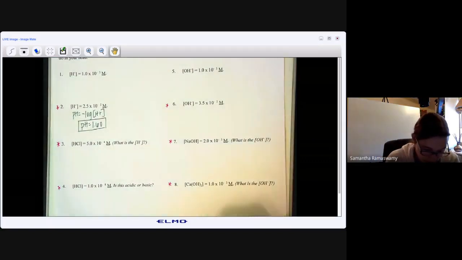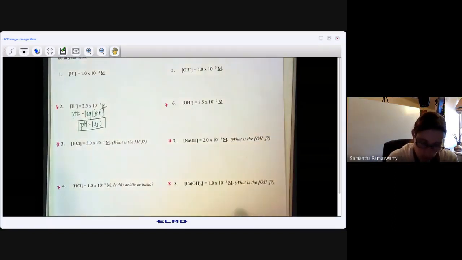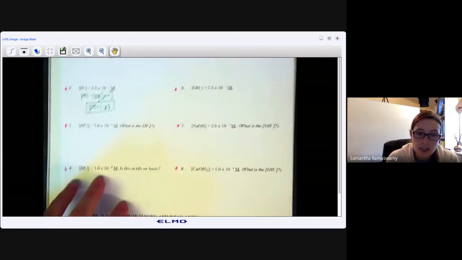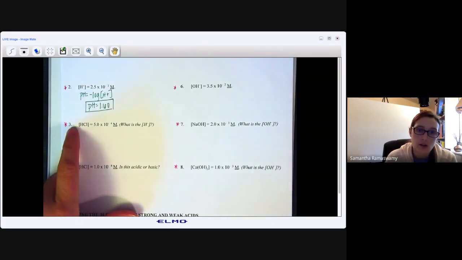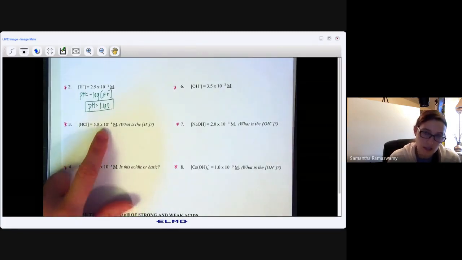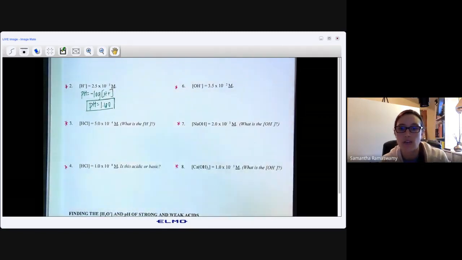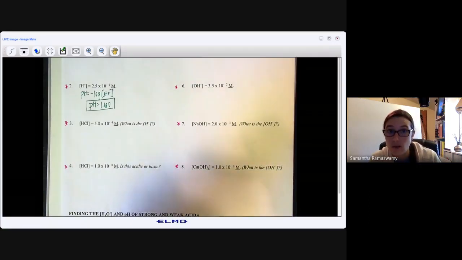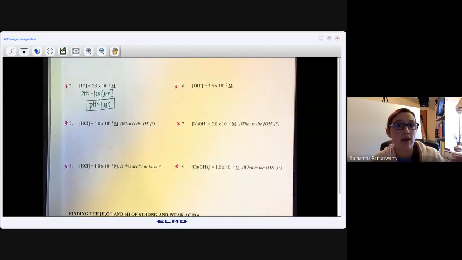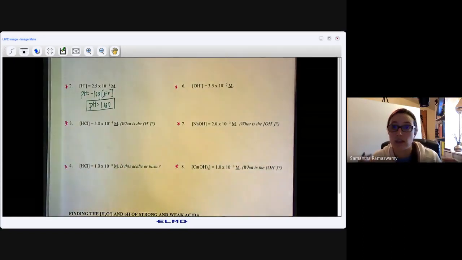Now, if we look at number 3, number 3 says the concentration of HCl is 5 times 10 to the negative 4th. Whenever you are given a substance, label it: strong acid, strong base, weak base. If it's a salt, so if it's an ionic substance with a metal and a nonmetal, or a metal and a polyatomic ion, label it a salt.